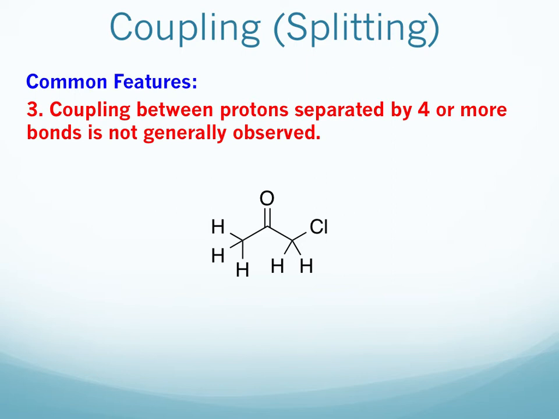Third thing is almost a non-feature, but protons separated by 4 bonds, you generally don't see any coupling. So in this case, the neighboring protons here on the CH3 would be 1, 2, 3, 4 bonds apart from the nearest protons. Here they're not coupled. That means this CH3 will show up as a singlet. This CH2 will show up as a singlet.